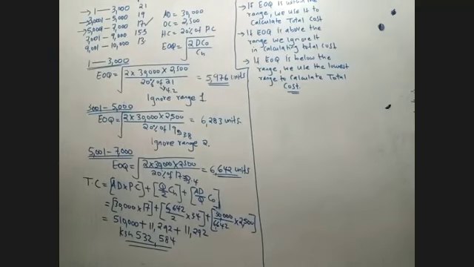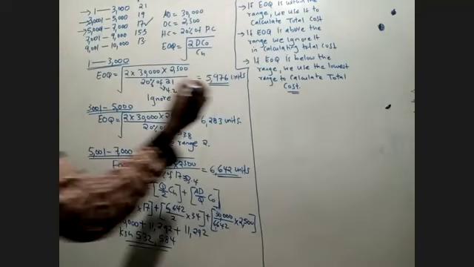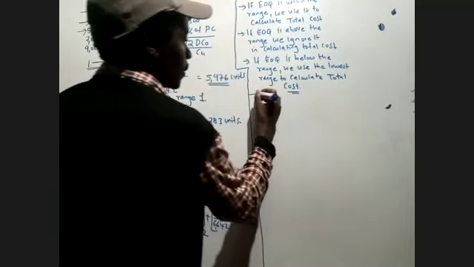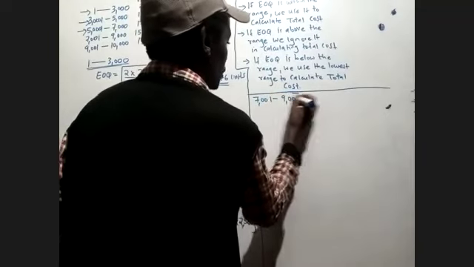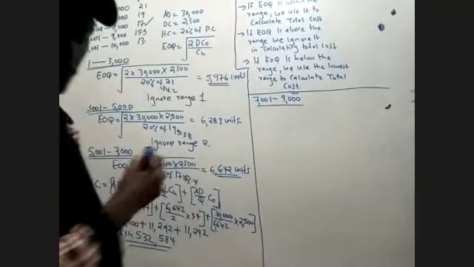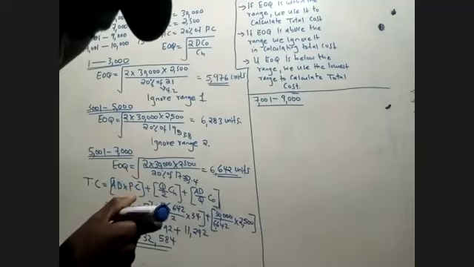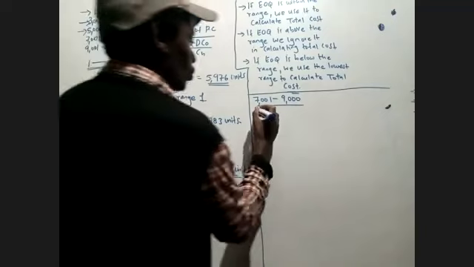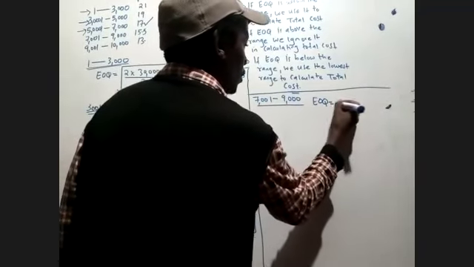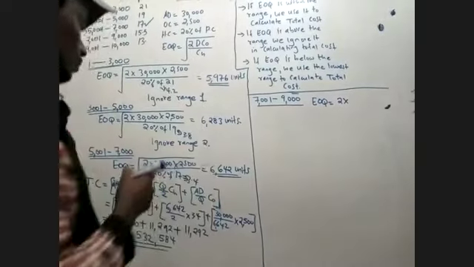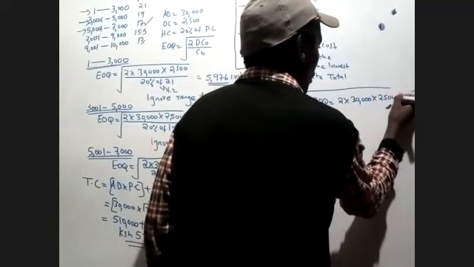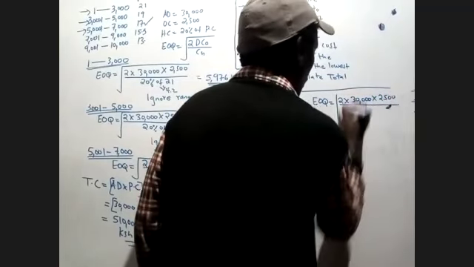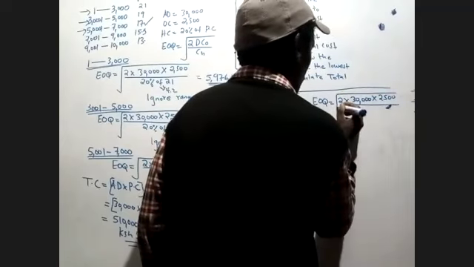Now to the next range, between 7,000 to 9,000. The first thing we do is find the EOQ. So our EOQ is 2 times our D, where D is 30,000, times 2,500, then we divide it by 20% of the price.